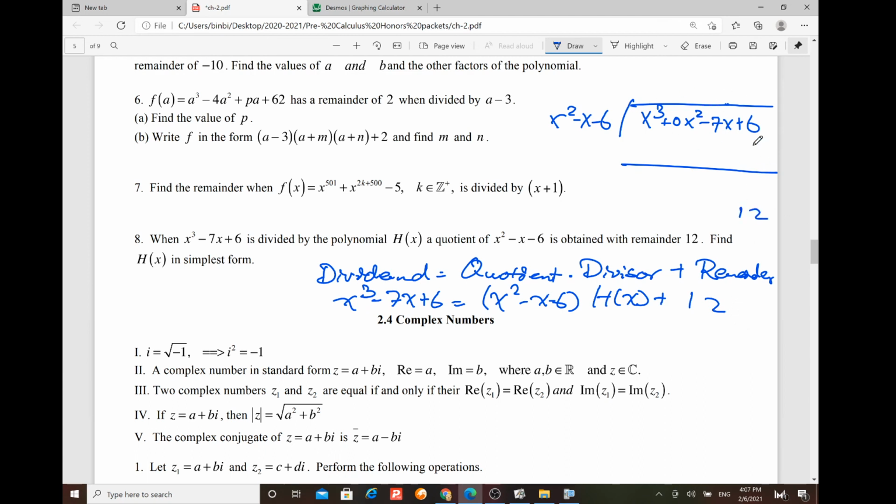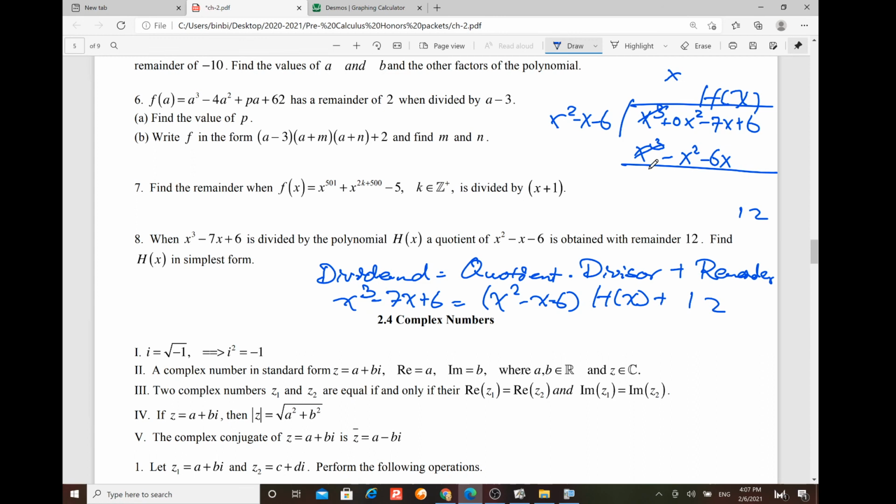So from there, we can figure out what the quotient is. The quotient, in this case, is just the divisor, h of x. Once you put it into the structure of divisor and quotient, by using the properties of multiplication, you can swap that divisor and quotient. So simply divide and find out what h of x is. So started with x, right? Because x squared times x is x cubed. X times negative x squared. X times negative 6, negative 6x.